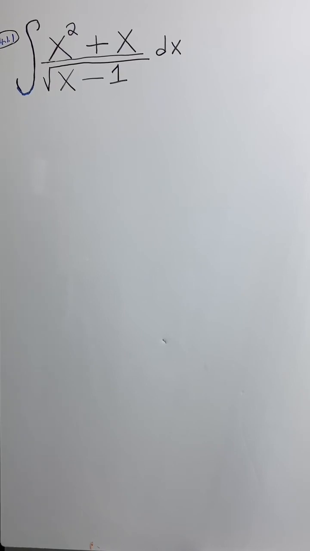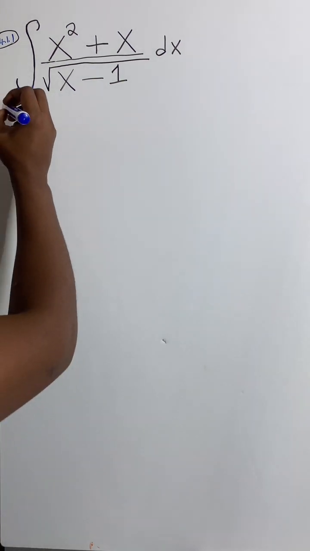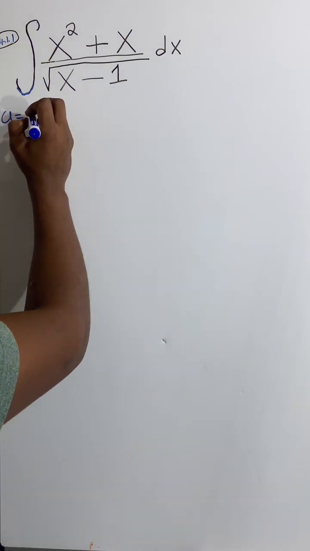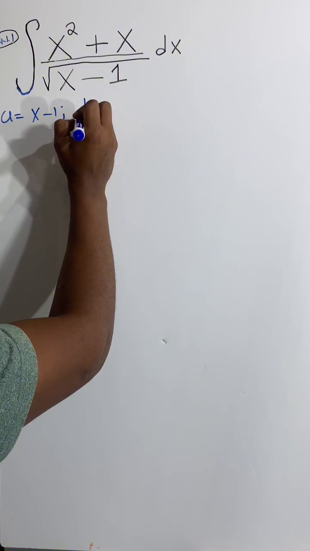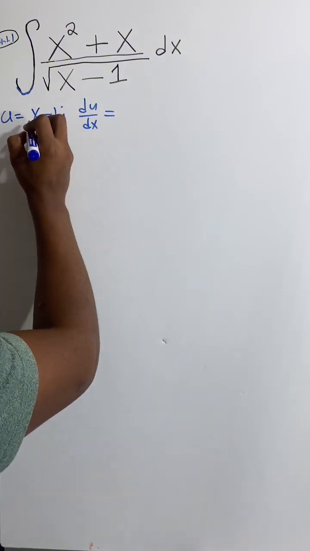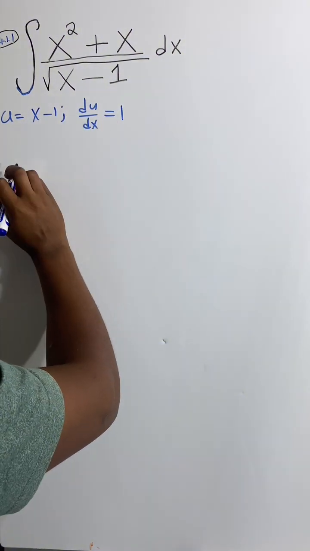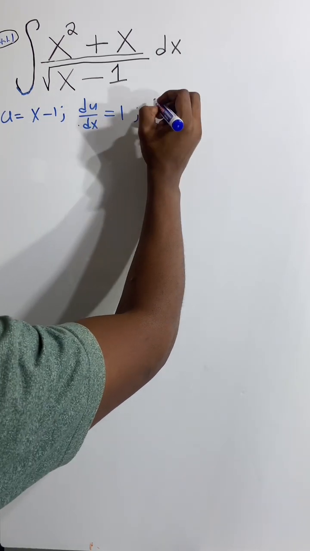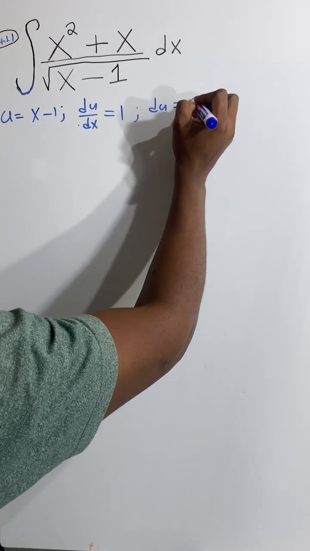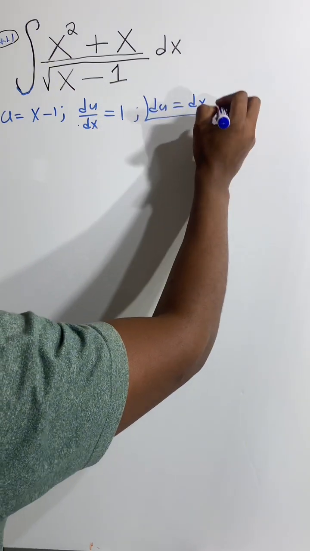4.1.1, we have to evaluate the integral of (x squared plus x), all divided by the square root of (x minus 1) dx. In this integral, we let u equal x minus 1, and we differentiate u with respect to x. Differentiating x, we get 1. Differentiating negative 1, we get 0. So we multiply both sides by dx, so du will be equal to dx.